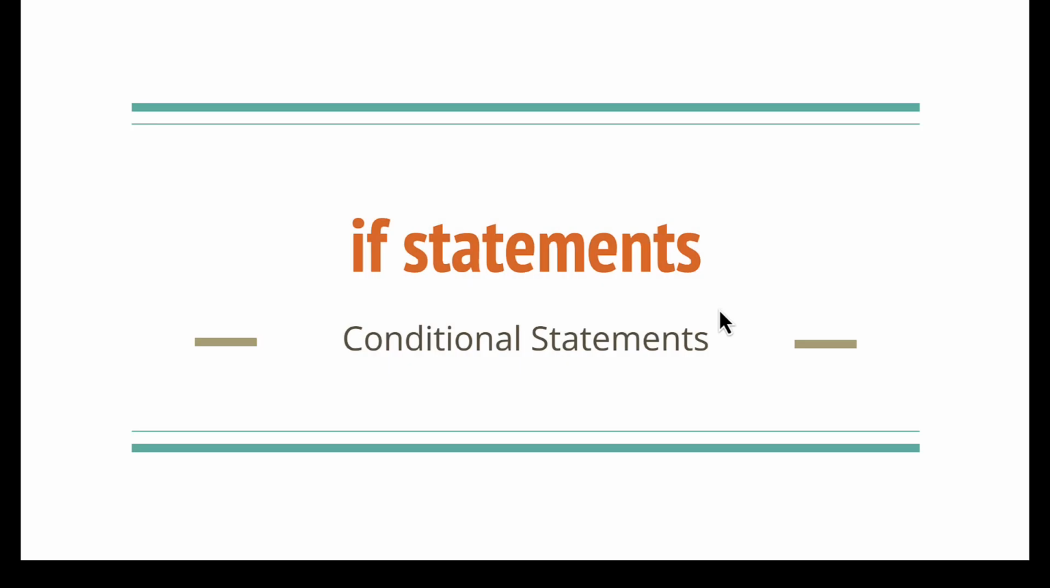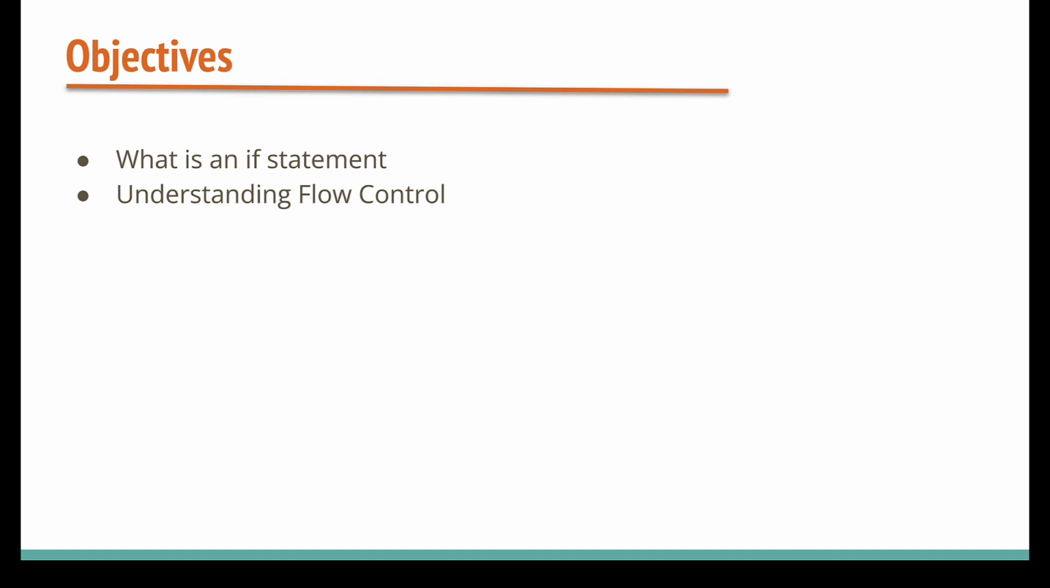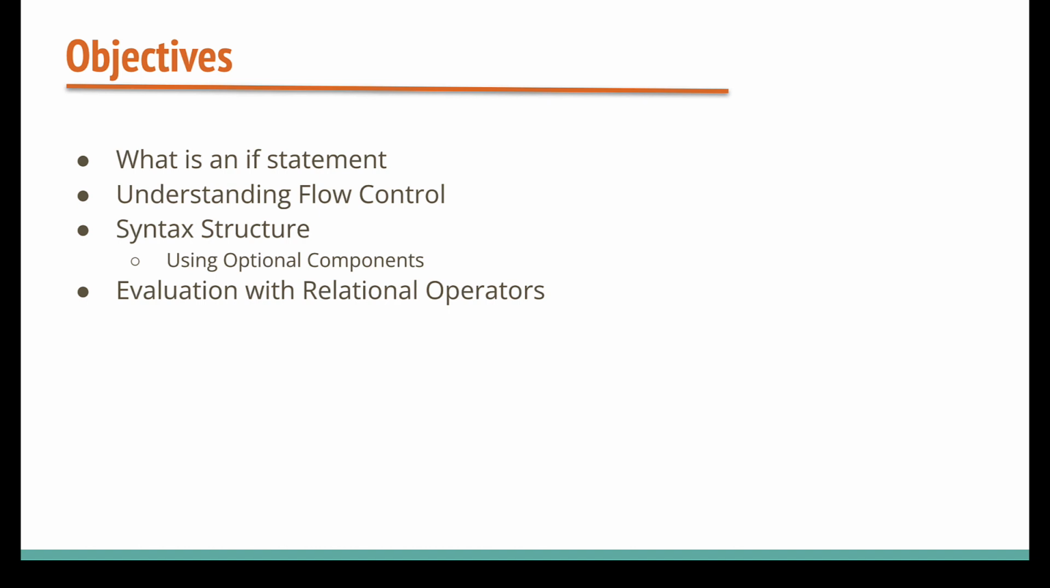Alrighty, in this segment we're going to look at the if statement, and we're going to be utilizing this to identify things in a conditional situation. If we take a look at the objectives here, we're going to look to see what an if statement is and what it comprises of, understanding how flow control works with the if statement, look at the syntax structure, using some optional components or variables, evaluating it with relational operators.